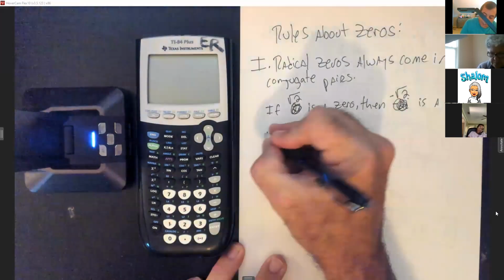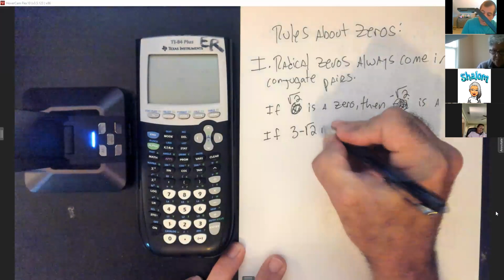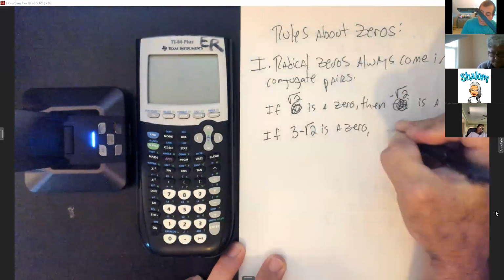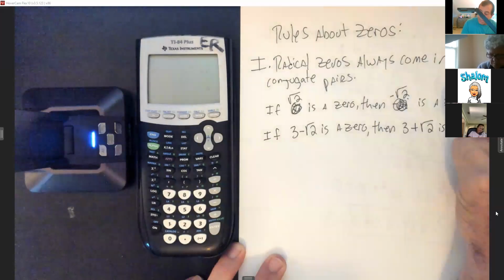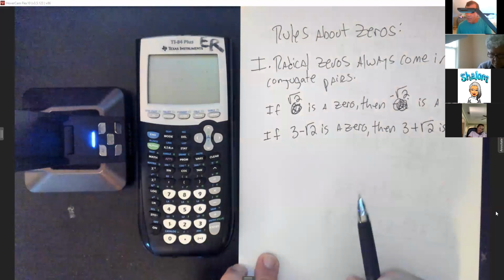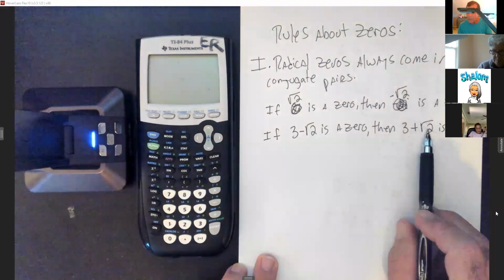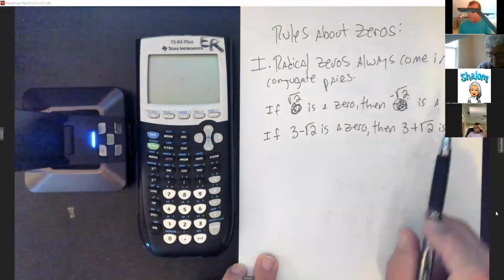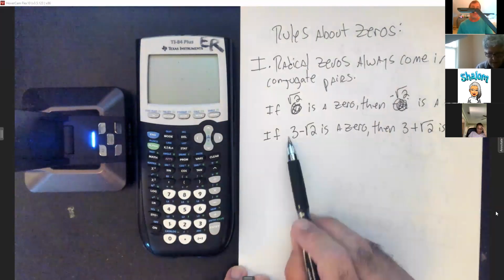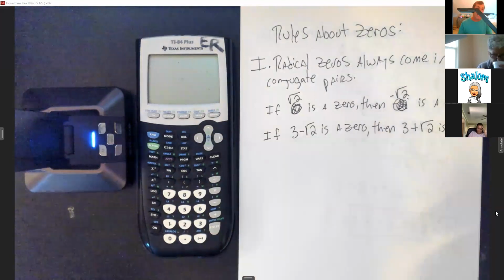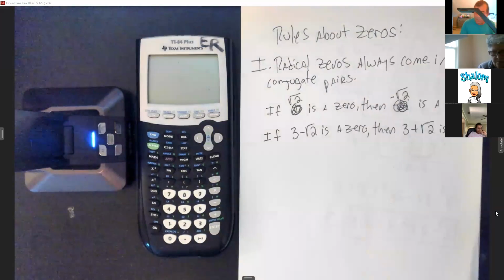If 3 minus the square root of 2 is a 0, then 3 plus square root of 2 is a 0. Notice, the 3 didn't change signs, only the radical stuff changes the signs, okay? So if 3 minus square root of 2 is a 0, 3 plus square root of 2 will be a 0. That's sort of like that quadratic formula stuff y'all were doing. The plus and minus, that's how they're getting those two numbers, okay? All right, so that was radical zeros.